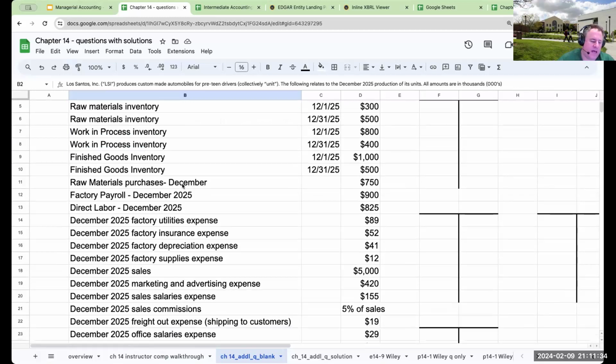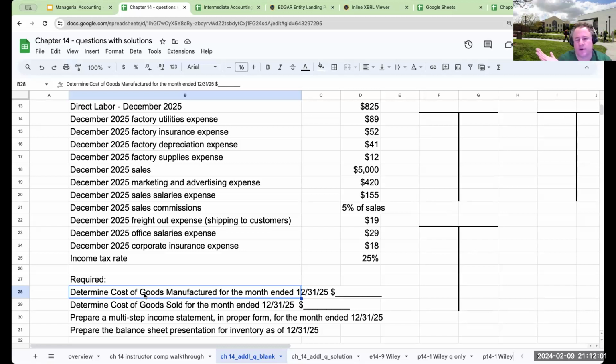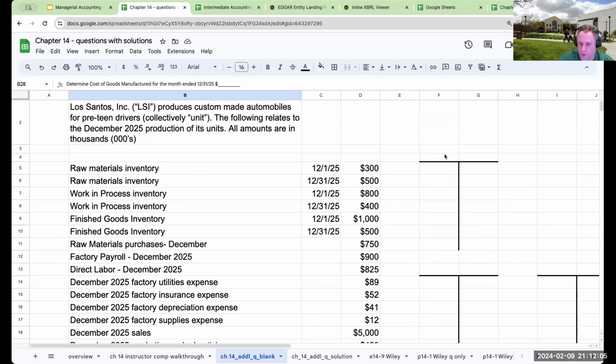So when we have a question like this, we're asked to do a few things. One is to determine the cost of goods manufactured for the month ended December 31st, 2025. Determine the cost of goods sold for the month ended 12/31/25. Prepare a multi-step income statement. Prepare the balance sheet presentation. Just a note, this is not job order costing. This is rather an introduction to managerial accounting, and this is just to get us used to how things roll.